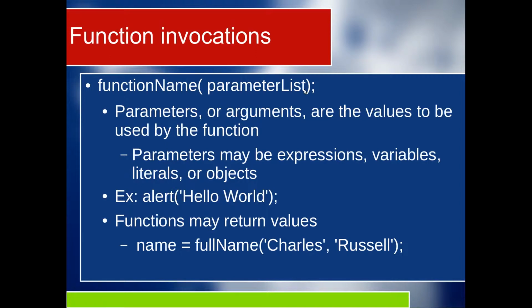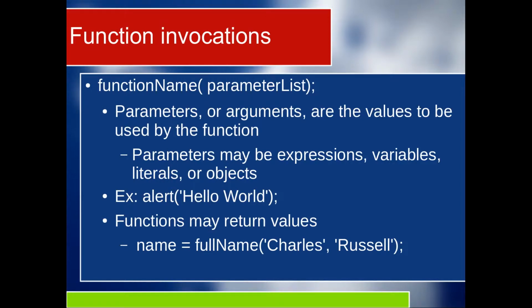And the parameter list is a list of values to be used by the function. Now, they may be expressions, variables, literals, or objects. In my previous video, I was doing a lot of live code, and I was using a function called alert quite a bit. And that's actually a pretty good example. In this case, we have alert, and then I have passed in a literal, hello world, between the parentheses. So our only parameter in this case is hello world. This would have the effect of making a dialog box that has a little OK button you could click, and the dialog box would go away after you've read the text.